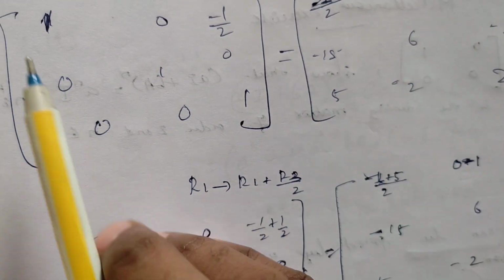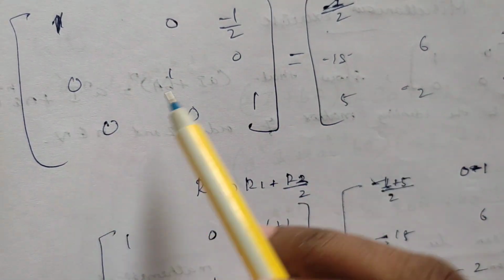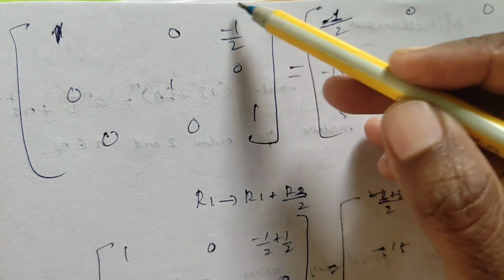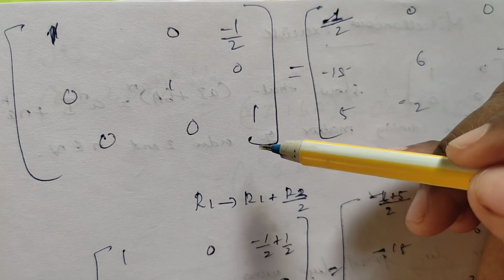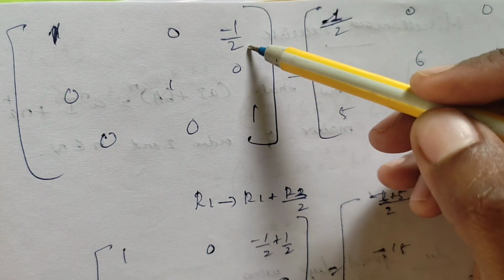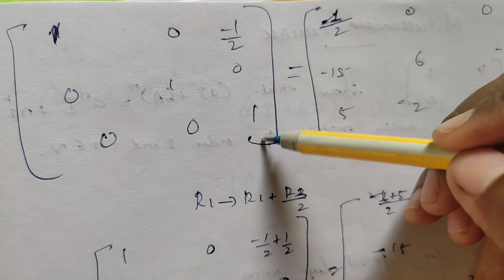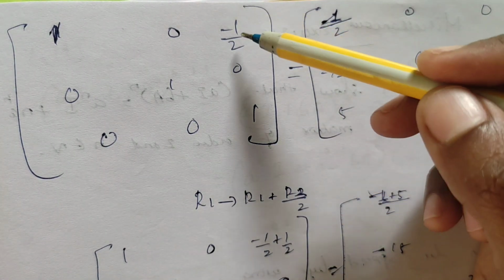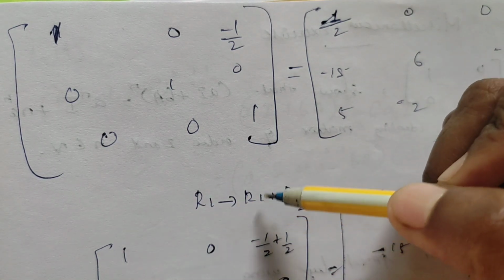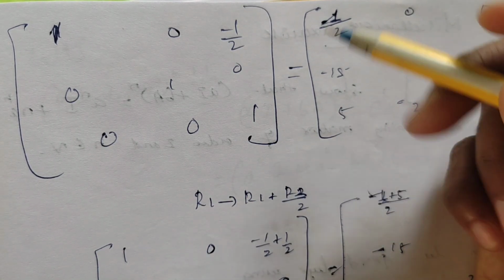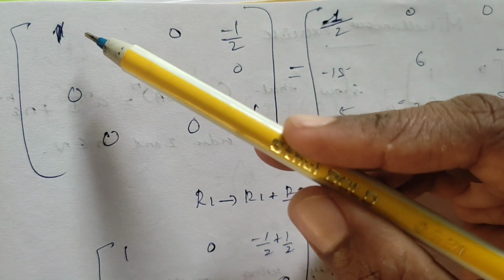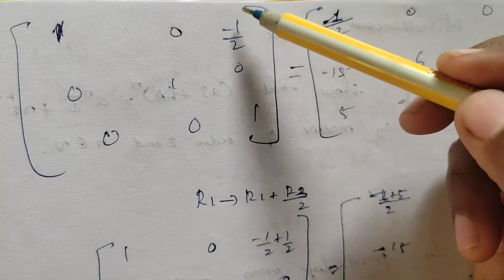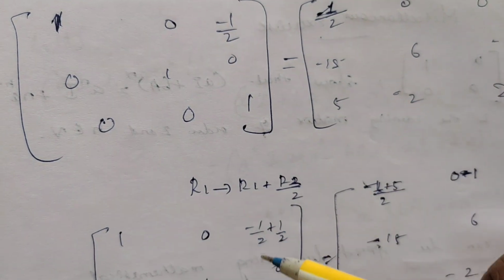Now our matrix is 1 0 minus 1 by 2, 0 1 0, 0 0 1. The next step is we have to make this element 0 with the help of R3. This is our R1, so R1 plus 1 by 2 into this R3. Minus 1 by 2 plus 1 by 2 will become 0, so that R1 tends to R1 plus R3 by 2. So what happens to our R1? 1 plus 0, 0 plus 0, minus 1 by 2 plus 1 by 2. That is what is written here.